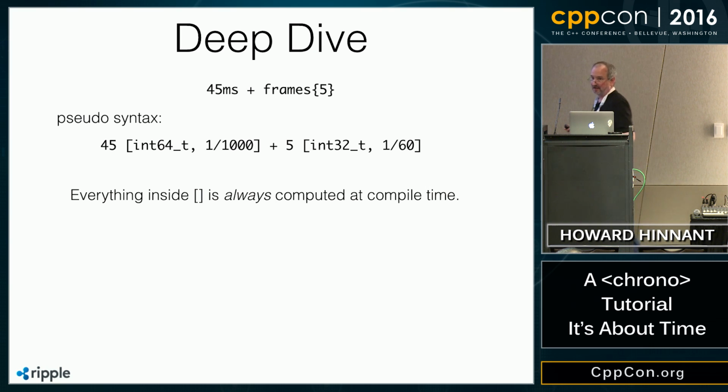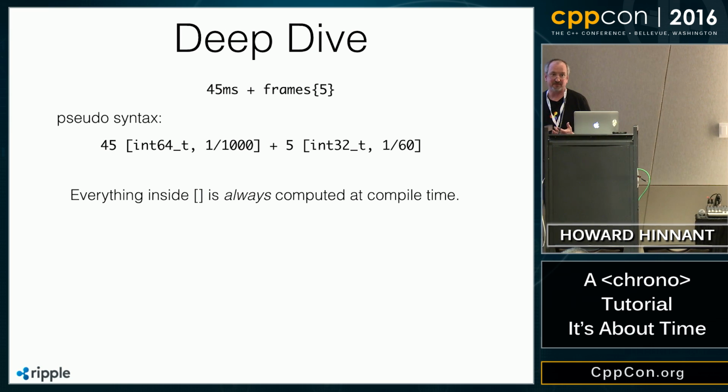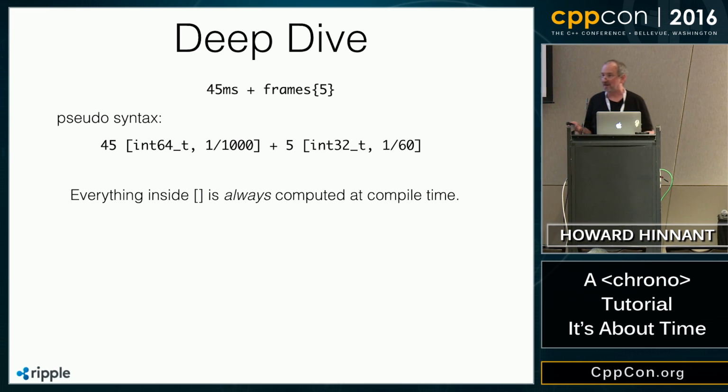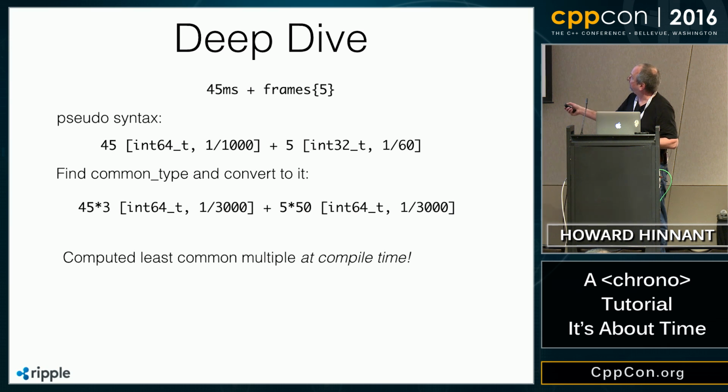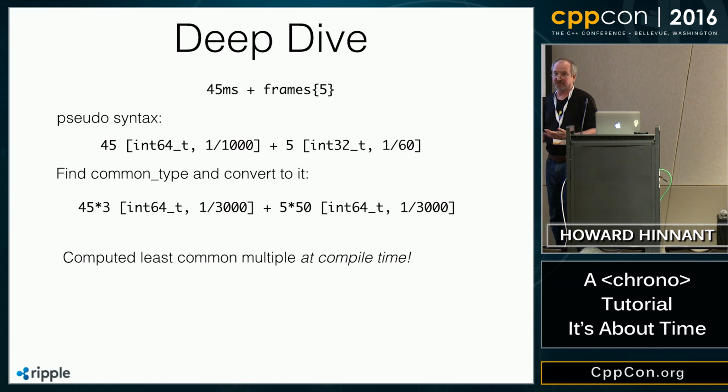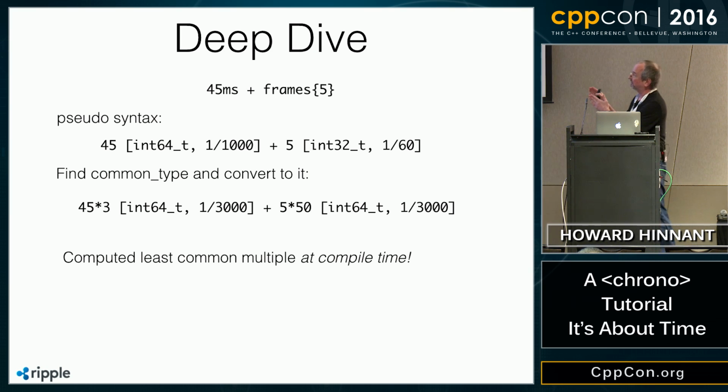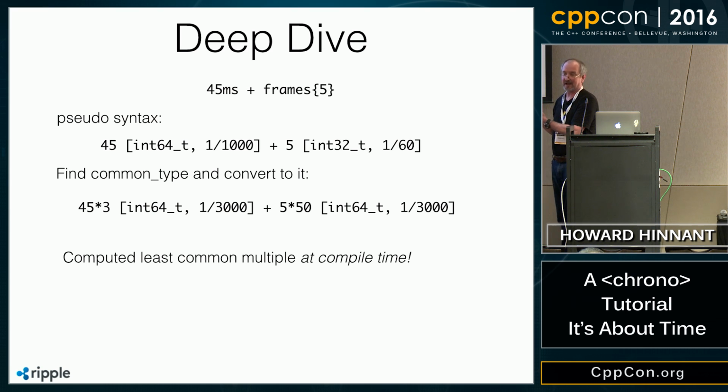The first thing that happens is the compiler says, oh, I need to add these two. That means I need to bring them to a common type, a type that I can convert both of them to losslessly. So the compiler figures out that it needs to make both representations signed 64-bit int, and it needs to change the period to 1/3000, which is the least common multiple. It's using essentially the same stuff you learned in 3rd grade, 4th grade, whatever it was. This is how you add fractions. Your compiler, the chrono library, knows how to do this at compile time, and this is what it does.